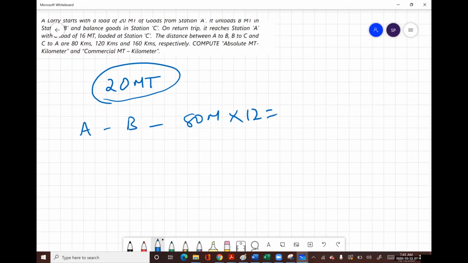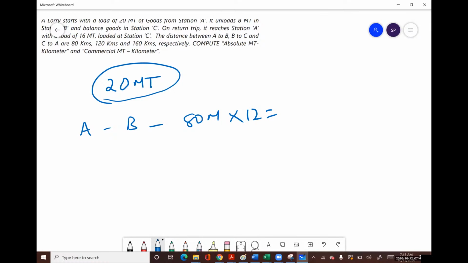Sir, from A to B, the whole 20 metric tons travel, no, sir? That's what is given in the book. Yeah, 80 into 12. So how much is that? 8 twelves, 96. Sir, but from A to B they'll carry all the 20 metric tons. Hold on. No, you're right. 960. 960, sir.